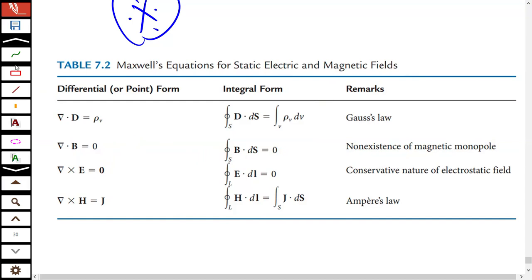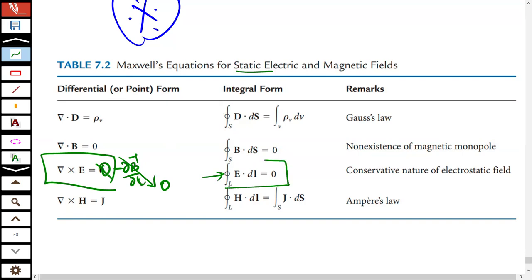In case of Faraday's law, that is del cross E is equal to minus dou B by dou t, this was the equation for time varying fields. Here, when we talk about static fields, this time variation will not be there. So variation of B with respect to time will be 0, and thereby we are left with del cross E equal to 0 as the equation for static fields. And same way, closed line integration E dot dl will become 0. This is the case of static electric and magnetic fields.